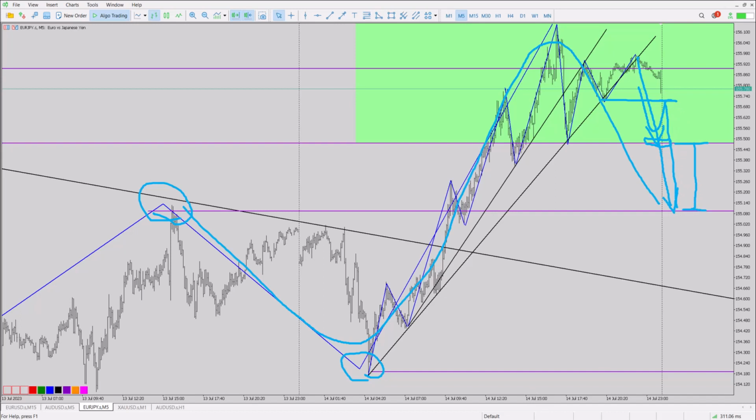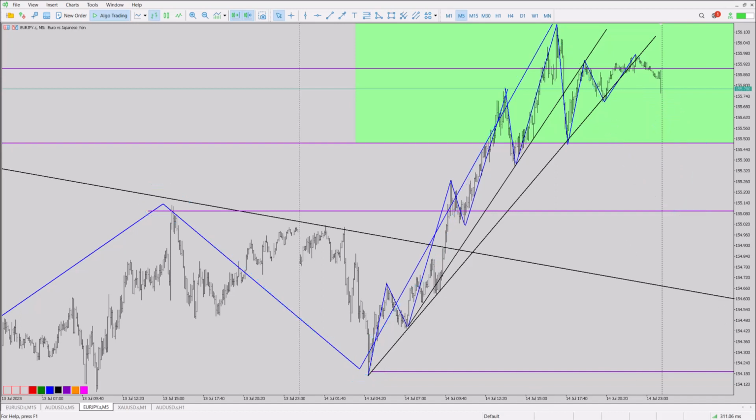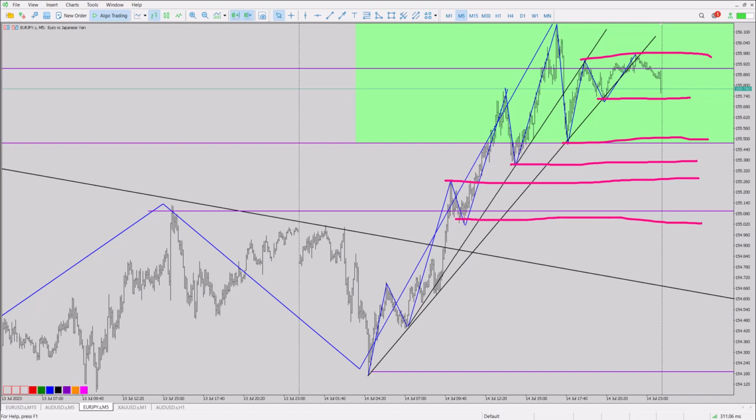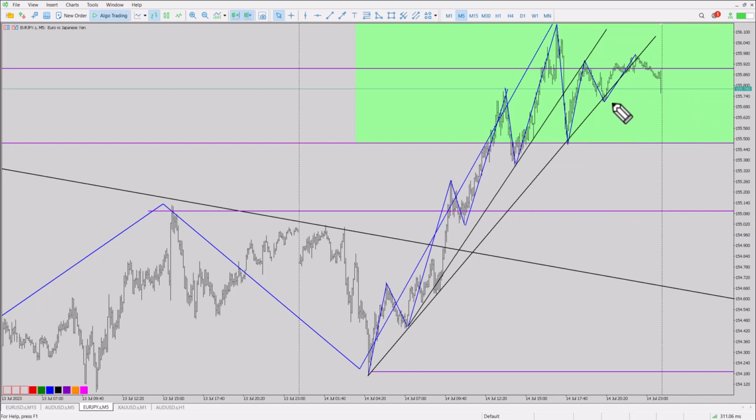Let me clear everything. So what we're gonna do, same thing, we're gonna draw some support and resistance lines. We have another one here, one more here. There are too many of them, we don't need all of these. I just wanted to draw everything. So technically we need two, one up, one down. The market's gonna break through this one, come back up at this spot. At this spot you must take a sell trade.